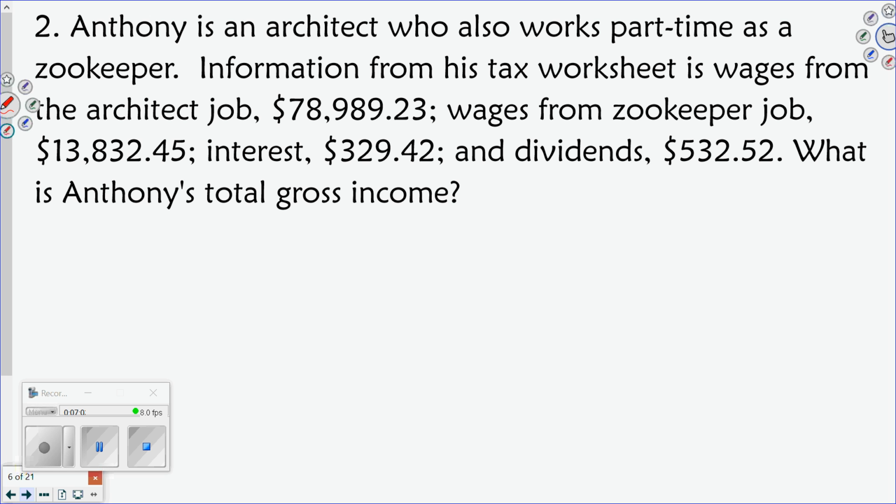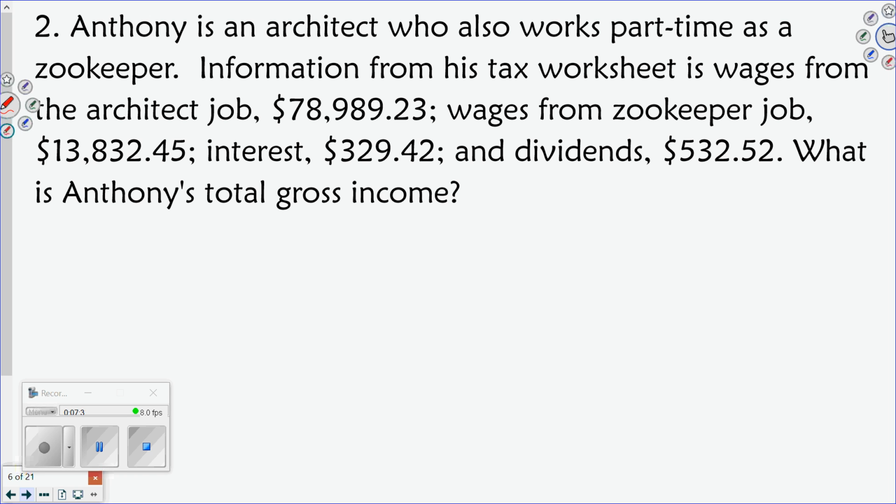Number 2, Anthony is an architect who works part-time as a zookeeper. Information from his tax worksheet is in wages from his architect job, wages from the zookeeper job, interest, and dividends. What are dividends? Do we know what that is? It's actually our next chapter. It's from stocks. That's money that you earn from stocks that you have. What is Anthony's total gross income? Just add them all up.